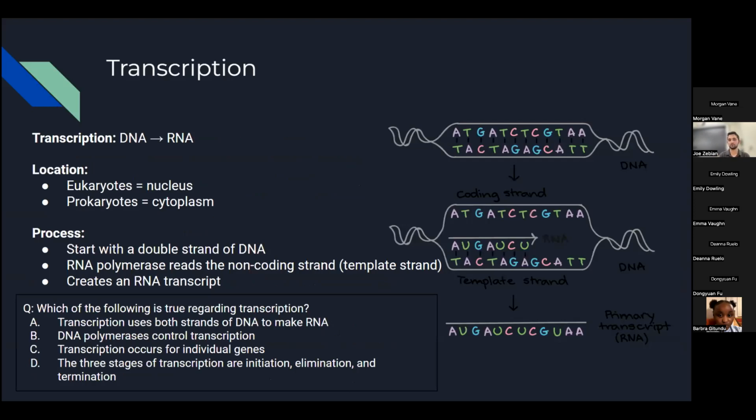And this is just a little bit on transcription. Joe's going to go more into that in the whole unit on transcription, but this is DNA to RNA again. This happens in the nucleus in eukaryotes, cytoplasm in prokaryotes, and you start with a double strand of DNA, as you can see in the image right here. Then RNA polymerase reads the non-coding strand, which we know is the template strand, and creates an RNA transcript. So the first question of the night for you guys is, which of the following is true regarding transcription? Just read these, and if you have an answer, raise your hand. You can also answer in the chat if you'd like.